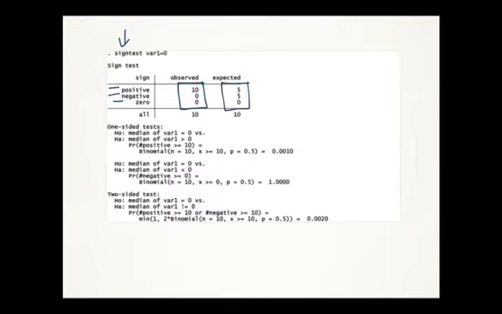And so now Stata gives us the one-sided p-value here and also the two-sided p-value here. Okay, so a neat and easy way to conduct the sign test in Stata. Okay. So now let's move on to another example.